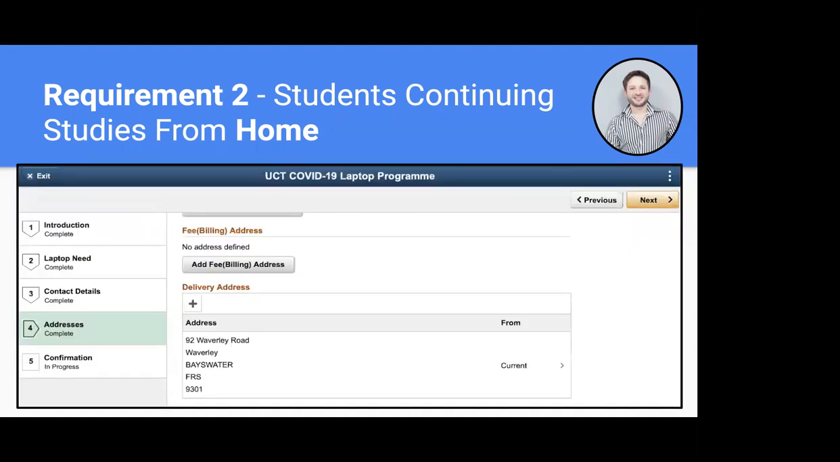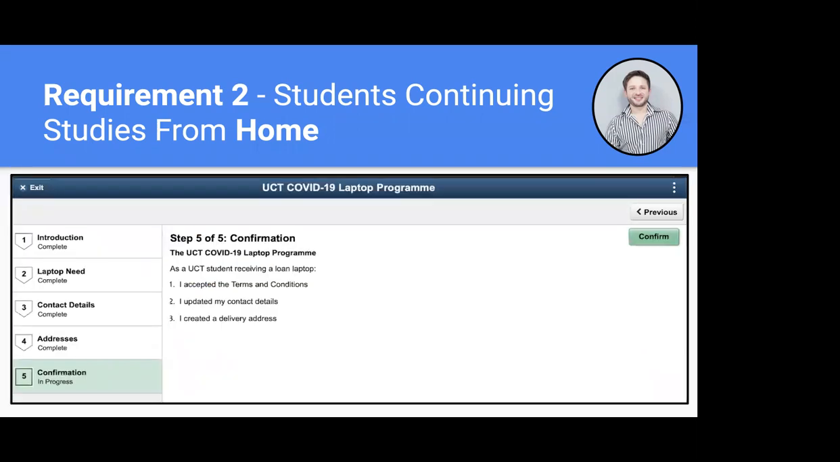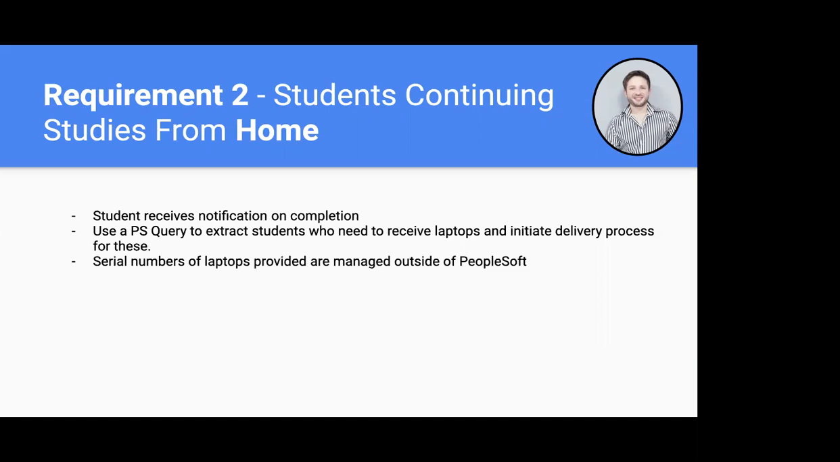For the addresses, the student was able to complete the delivery address and again move to the next slide. And for the last agreement, the student just confirmed that everything they agreed to earlier is correct. They've accepted the terms and conditions and they've created the delivery address. And upon confirmation here, the process ends. Once this is done, UCT can use PeopleSoft queries to extract the students that they actually need to provide laptops for. Once that is done, they initiate the delivery process, and the serial numbers of these laptops that are sent to the students are managed in an asset management system outside of PeopleSoft.